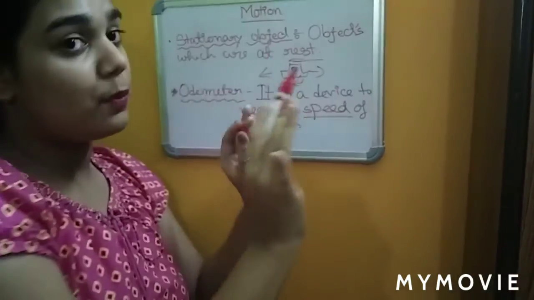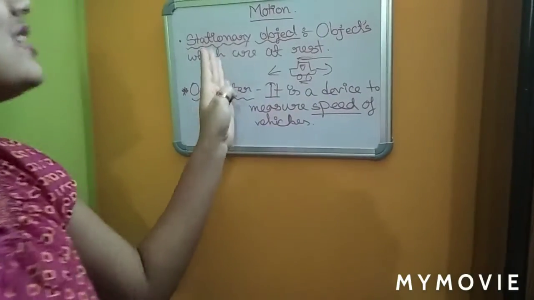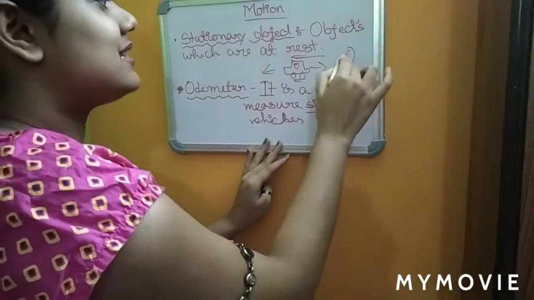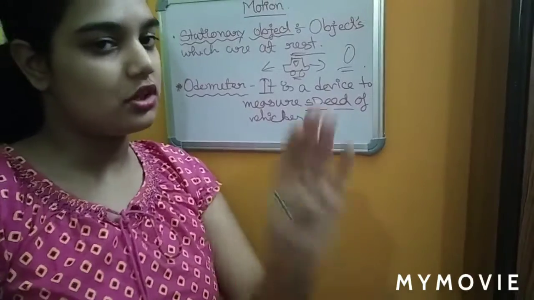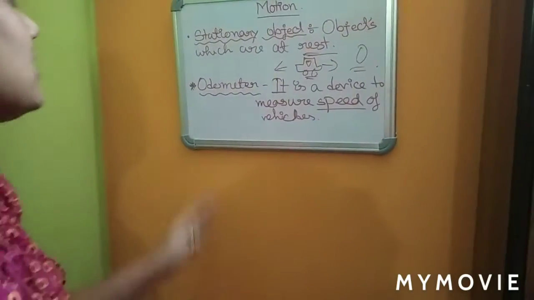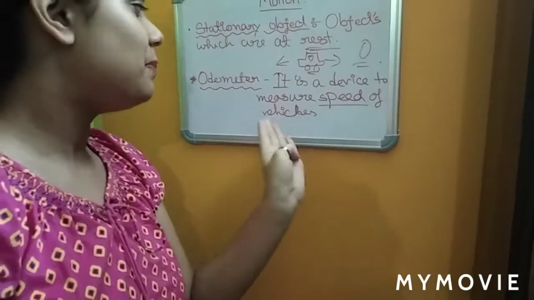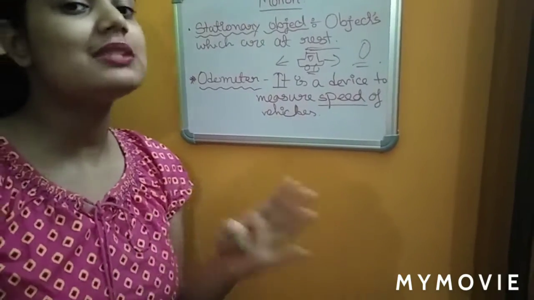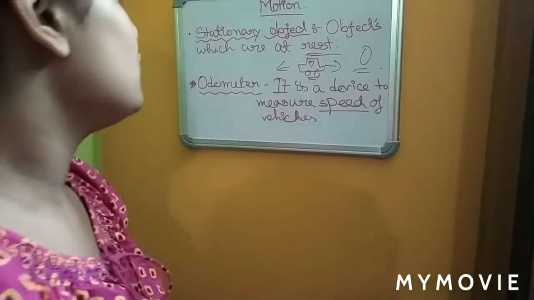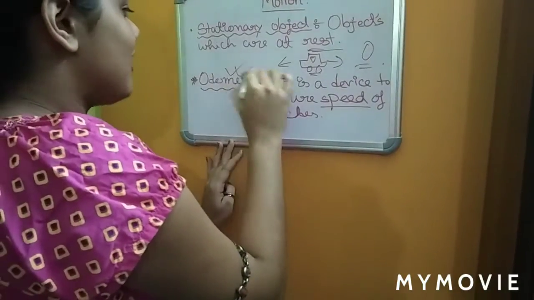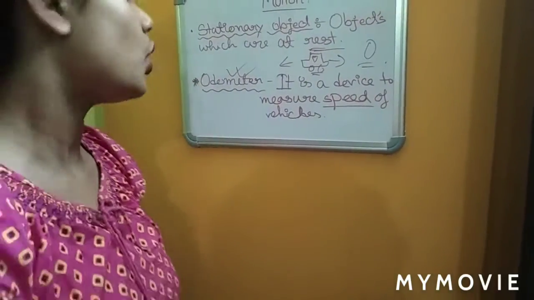The car is in a rest position, and the measurement for stationary objects is that we write 0 as the value. One more note is odometer. What is an odometer? It is a device to measure the speed of a vehicle. When a vehicle is moving, if you want to measure the speed of that vehicle, then you can use the device odometer.